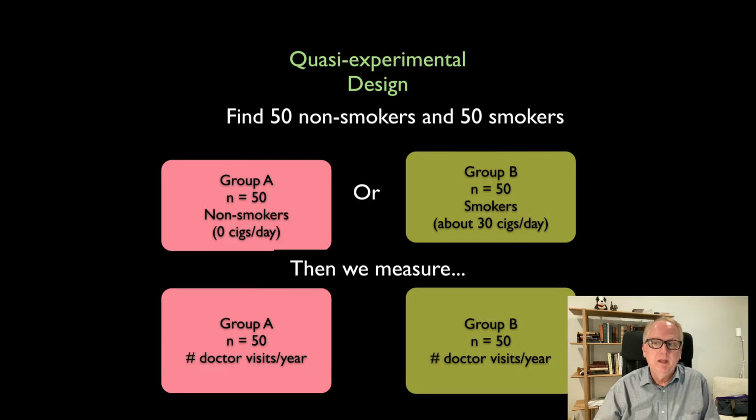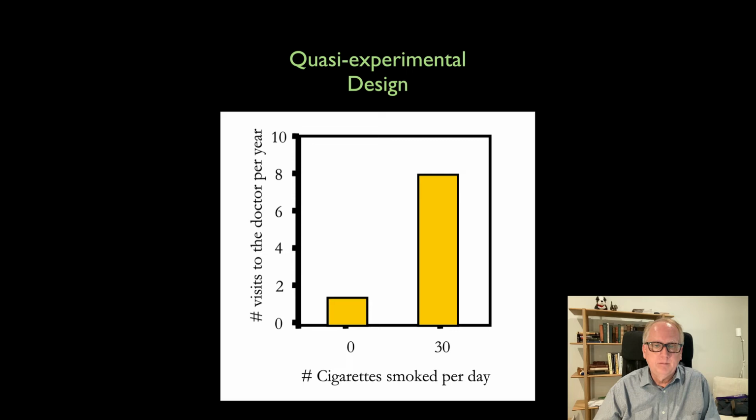And so, for example, at the end of the study, I might get some results that look like this. On the y-axis, I have the number of visits to the doctor per year. And you can see that I have those two groups. The number of cigarettes smoked per day is not really what they are. It's just saying that group A was the group that doesn't smoke at all. Group B, on average, smokes 30 cigarettes per day. But it looks like the people who smoke go to the doctor more than the people who don't.